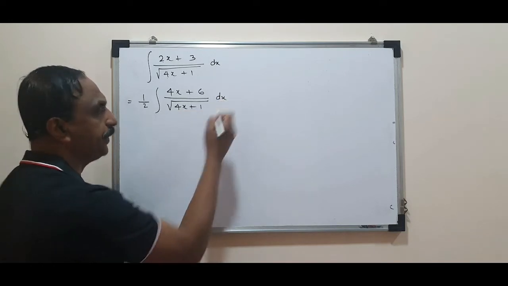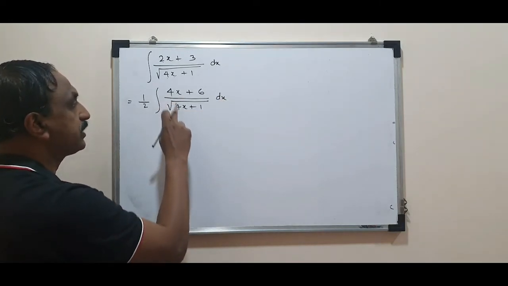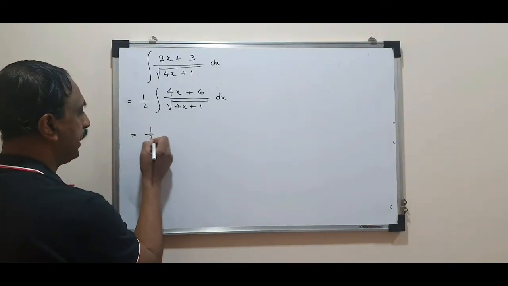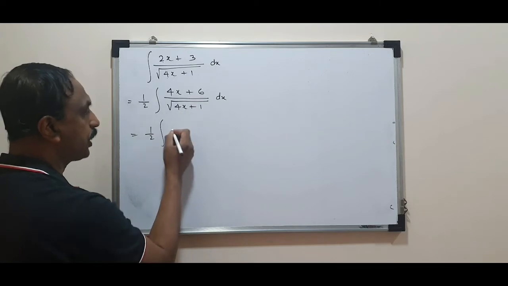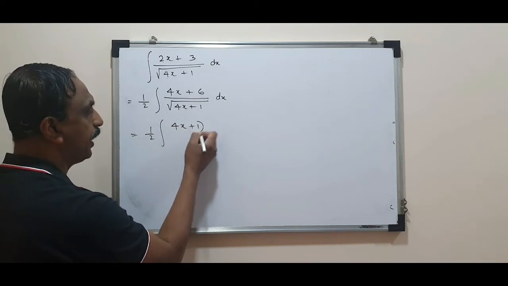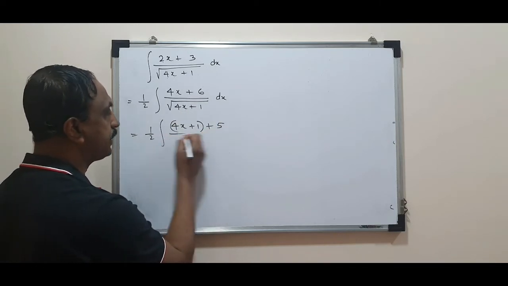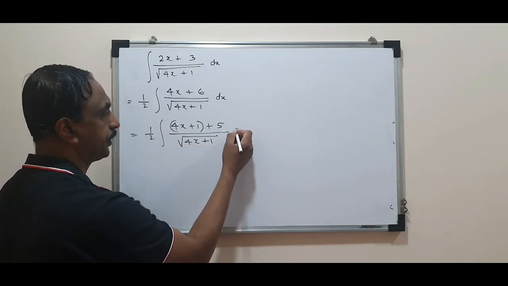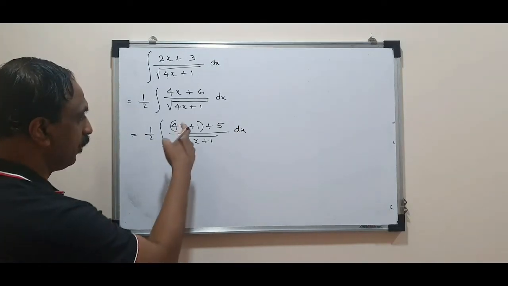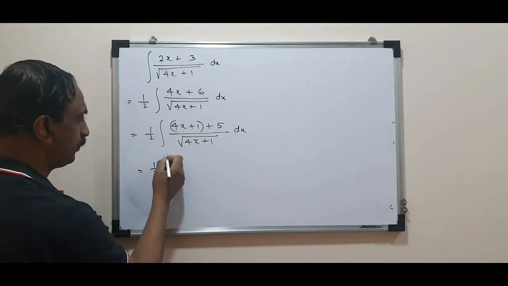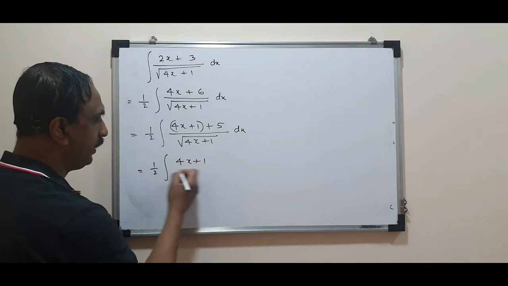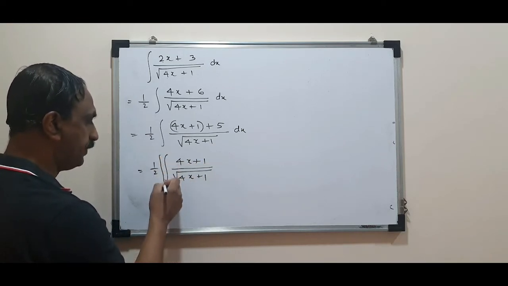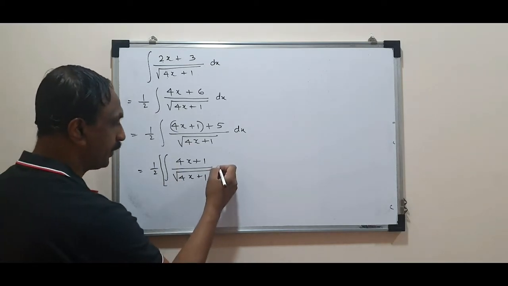So first step is make the coefficient of x same in both numerator and denominator. After you have done that, next step is make the second term also come to numerator. So 6 can be split as 4x plus 1 plus 5. Now we can separate. So half into integral (4x plus 1) divided by root of (4x plus 1). Remember, this half is common for the whole answer.